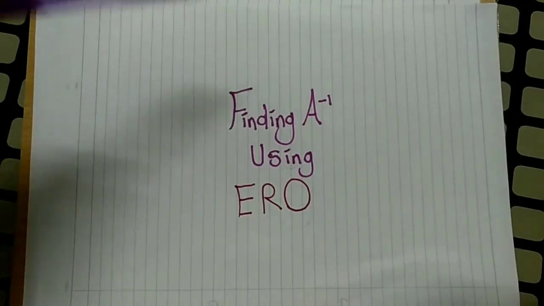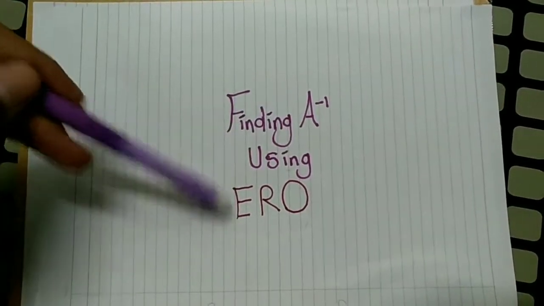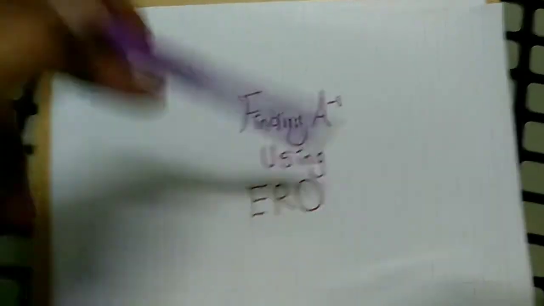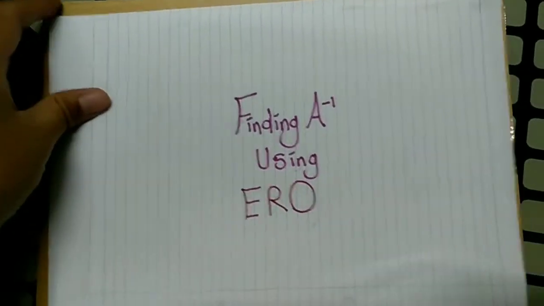In this video, we're going to find A inverse using ERO, which stands for Elimination Row Operation. So, in order to find A inverse, we will need a matrix. So, let's try to find a matrix.